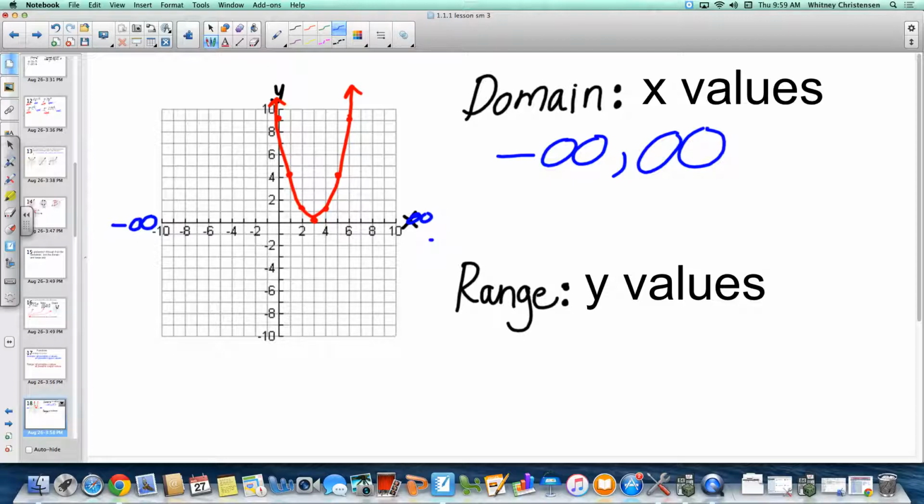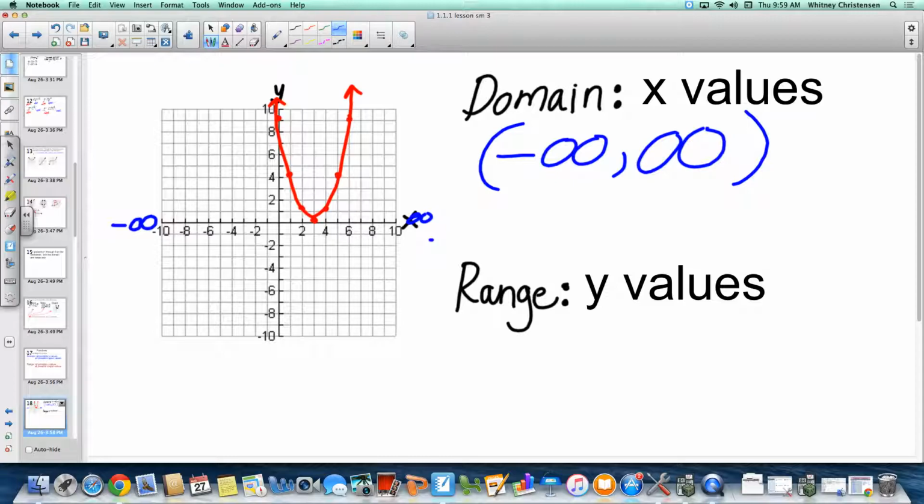Now, interesting fact for you. Infinity has to have parentheses. Parentheses means it doesn't include it. But the reason we put parentheses around infinities is because we can't peg infinity as an actual number. It's not a number, it's a place. We can't comprehend what infinity is. Does that make sense? So infinity, no matter what, will always have parentheses. Okay, now, is everybody okay with domain? Because if not, we gotta get that.